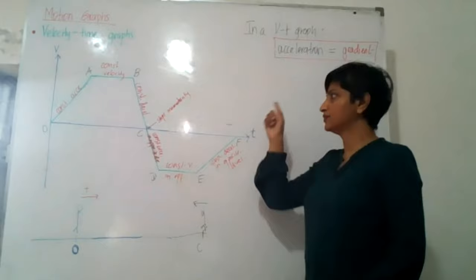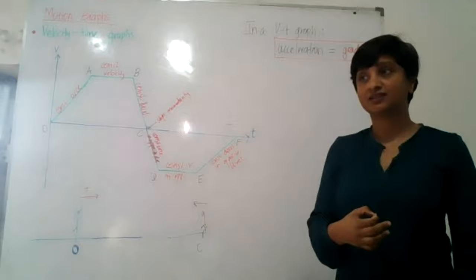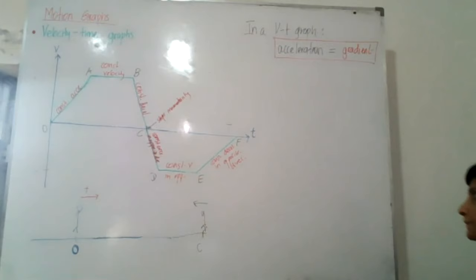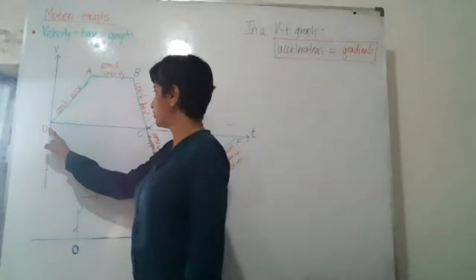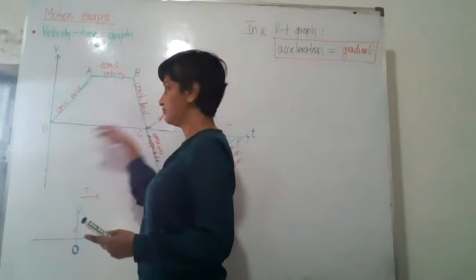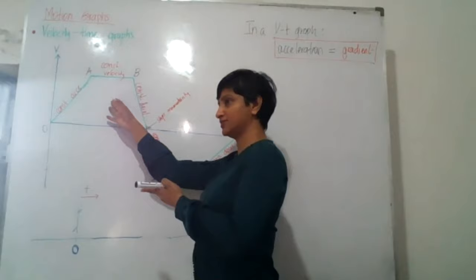There is one more thing that you can calculate in a velocity time graph: displacement. How do you calculate the displacement? The area between the graph and the time axis. So if you want to find from 0 to c how far you travel, this area will give you that. If you want to find how far you travel from 0 to f, those two will cancel out, positive and negative. That's displacement.